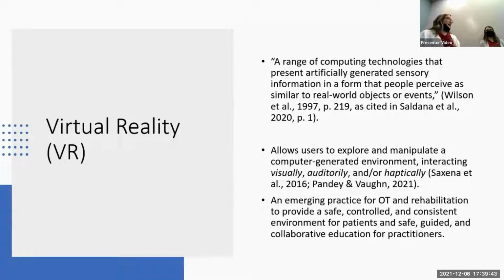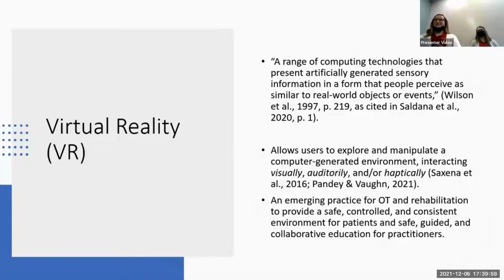So virtual reality has become an emerging practice area in occupational therapy. It can be defined as a range of computing technologies that present artificially generated sensory information in a form that people perceive as similar to real-world objects or events.